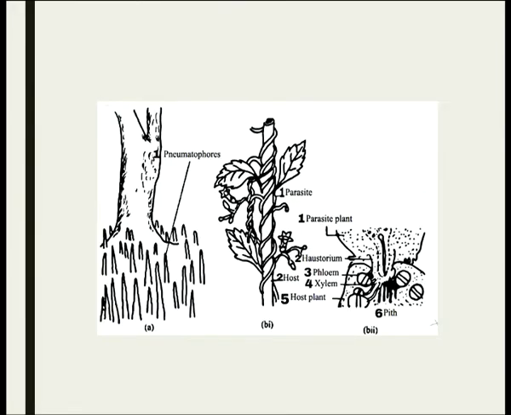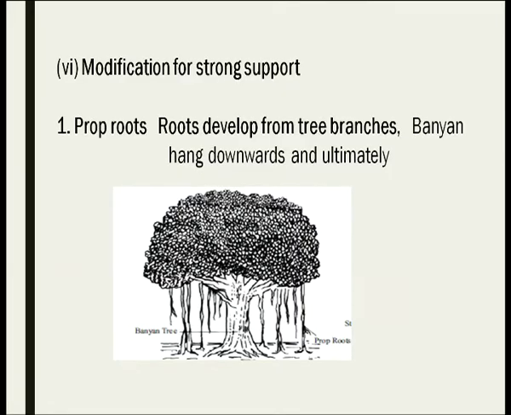First, A is the picture of pneumatophores, which are the respiratory or the breathing roots. Then next is cuscuta, plant surviving on other plants for its nutrition. Then let's move on. This is the prop root. We were talking about bargad tree, and this is how the roots support the plant and maintain its balance. So this is the banyan tree, which you know commonly.